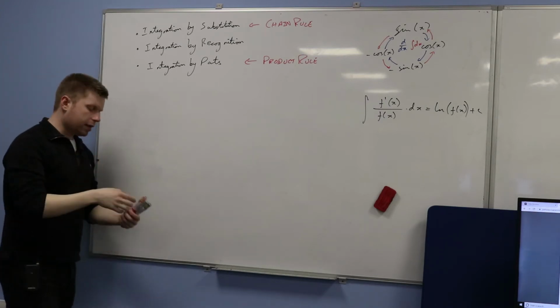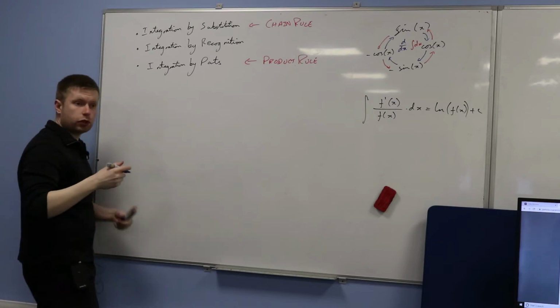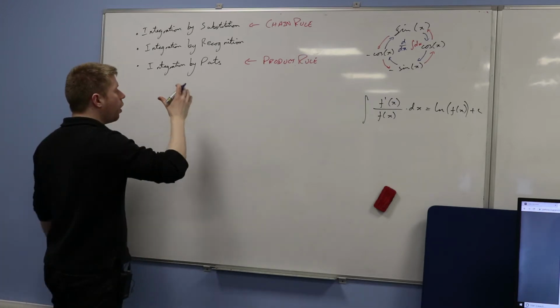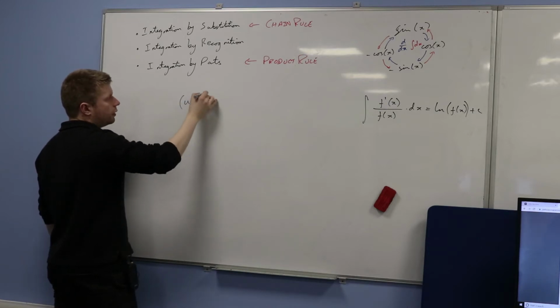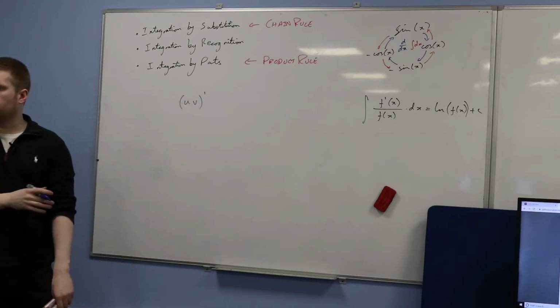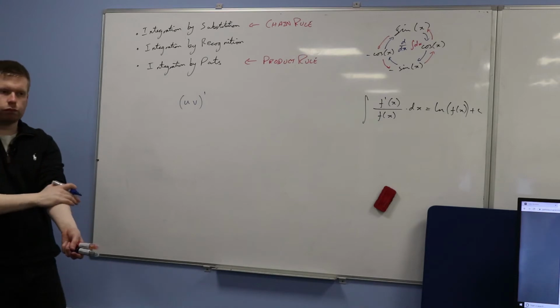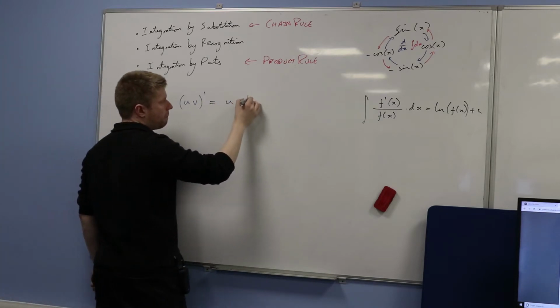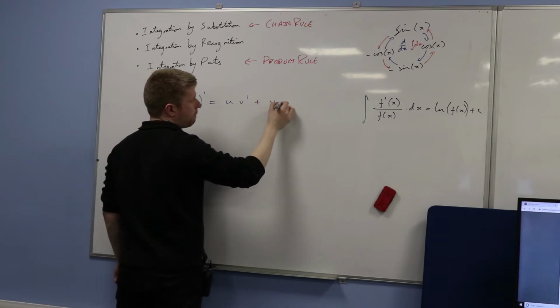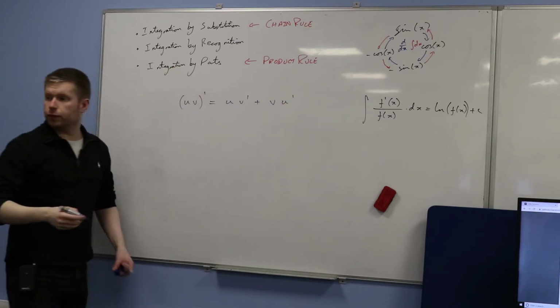So, this is how it works. Can anybody remind me, what is the product rule? Just give it to me in differentiation. If I have two functions which I'm multiplying together and I want to find the derivative of them, what should that be equal to? U multiplied by the derivative of v plus v multiplied by the derivative of u. Perfect. You happy with that?